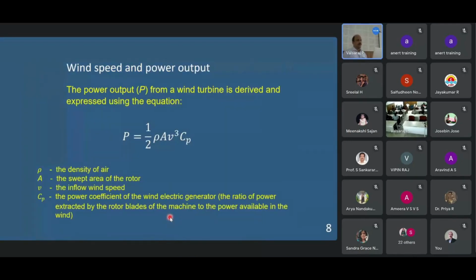Now, how important wind speed is in determining the wind power. Wind power output is given by this equation, where you can see V is the velocity of wind speed. So it's a cube of velocity. So minute changes in wind velocity will affect the power greatly. For example, if velocity is doubled, the power will be 8 times more. So velocity of wind is very important.